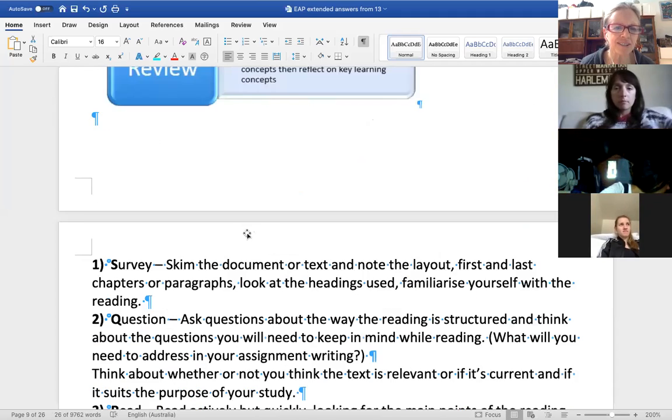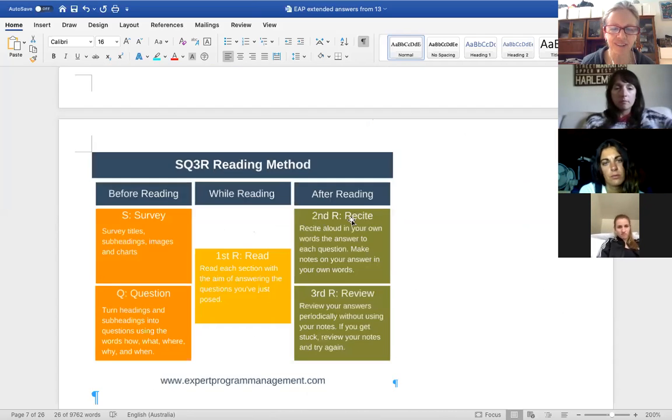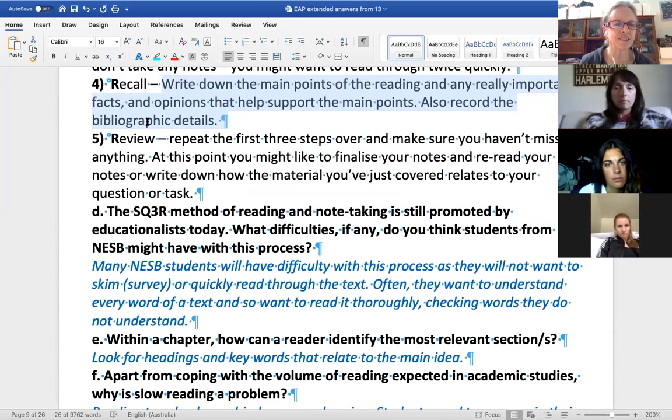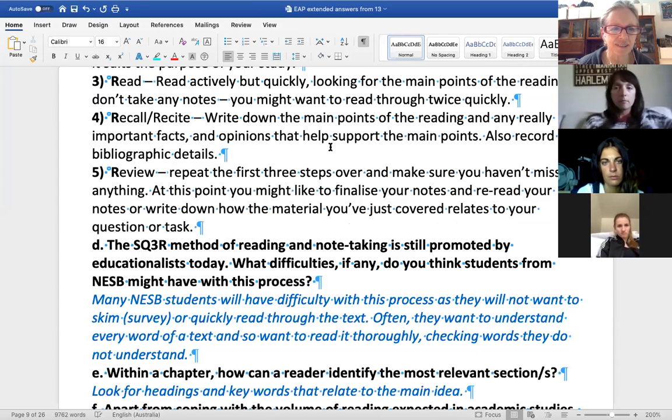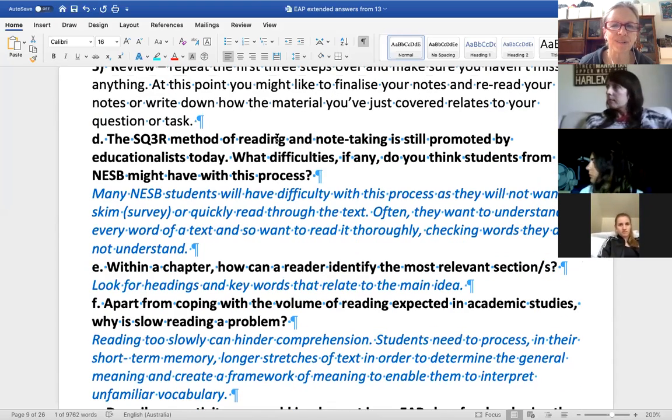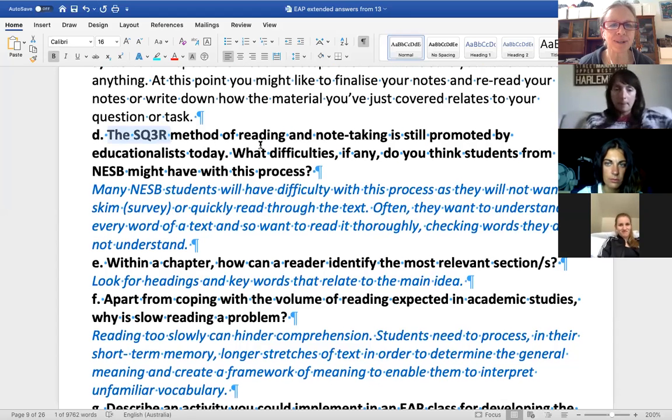Well, that's actually, that R says recall. This one says recite. So it depends which site you go to. So recall or recite, you could say. Write down the main points and important facts. So recite means sort of think about it in your own words. And then review it. So if you've got questions to answer, you can review it. Okay, so this SQ3R method of reading and note-taking is still promoted by educationalists today.